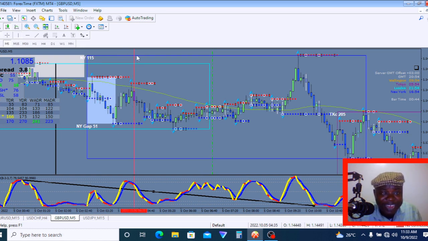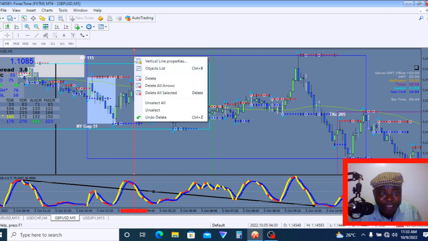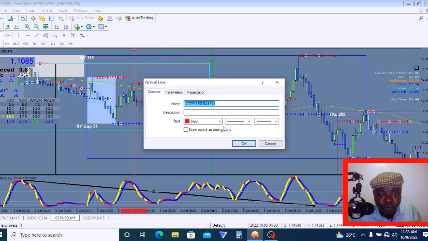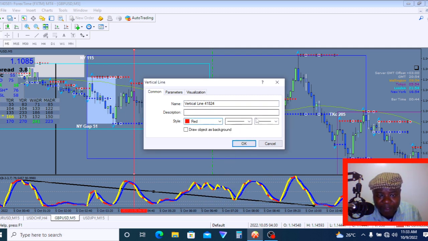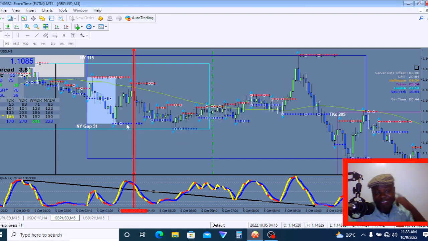So this red line. Now, let me make it thicker for us to be able to get a very nice analysis when we get to a bigger time frame. Now, I'm making the line thicker. Okay, fine. This is where I got my engulfing pattern. This is where I got my stochastic coming down in 5 minutes.